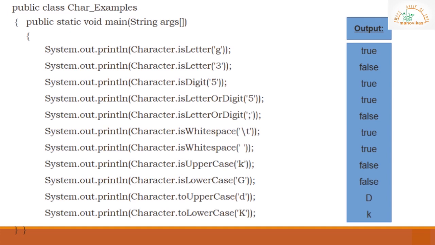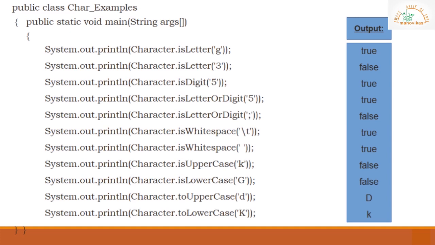The next function is isUpperCase of the letter K. This function will check if the parameter or the argument is in uppercase. But this is not in uppercase, this is a small letter, so your output will be false. The next function is isLowerCase of. The argument given is G, but it is not in lowercase, so your output will be false.